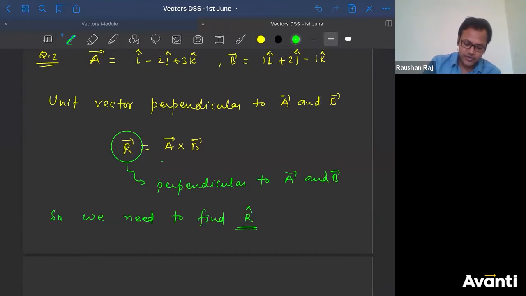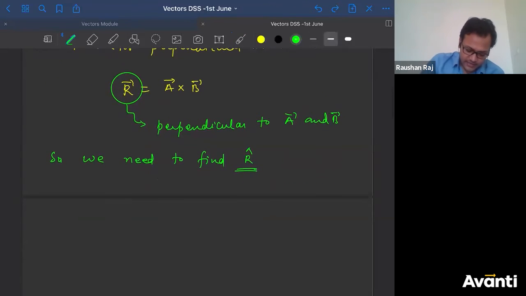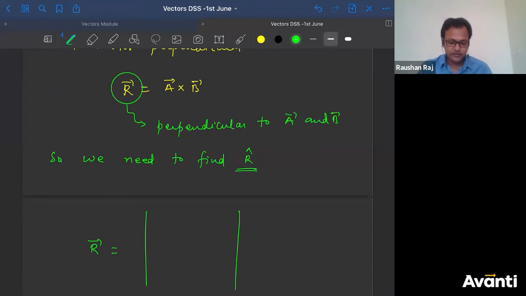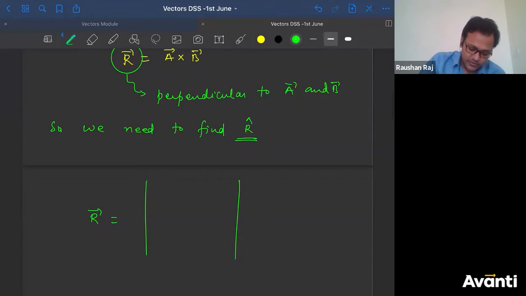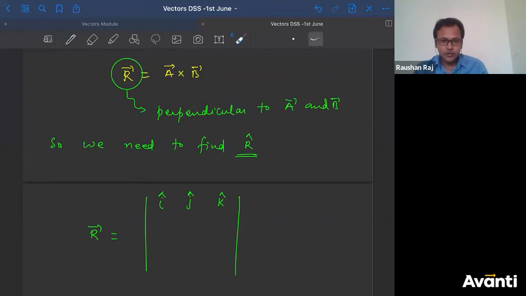You know how to find the cross product. How will you find the cross product? By solving the determinant. So R vector can be written as the modulus of this determinant. First we write i cap, j cap and k cap. Now A cross B, what do we need to find?